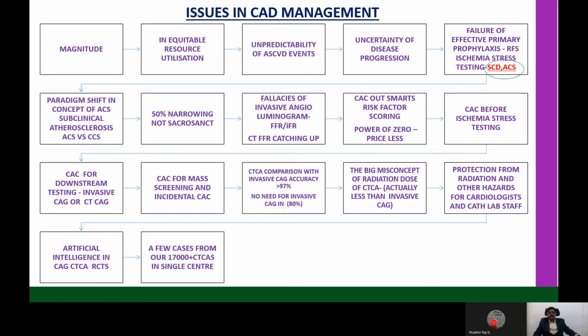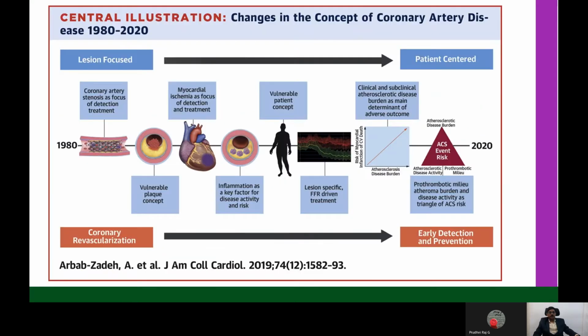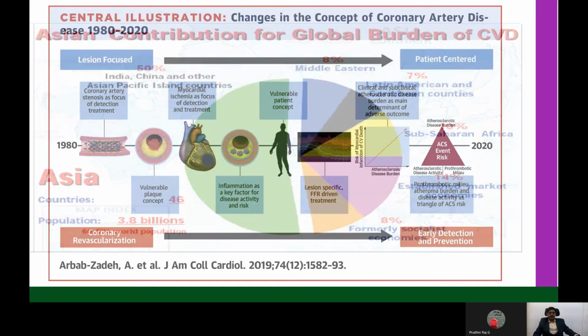And the debates with regard to accuracy and radiation dose are now no longer tenable, and it is now accepted as almost as accurate as invasive angiogram. And the average radiation dose seems to be lower. So it's time for us, cardiologists and the cath lab team, to protect ourselves from the hazards of radiation. And coming to the changes in the concept, we have changed from lesion-focused to patient-centered and vulnerable plaque patient, and from coronary revascularization focus to early diagnosis and preventive cardiology.